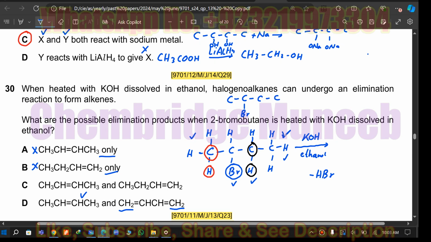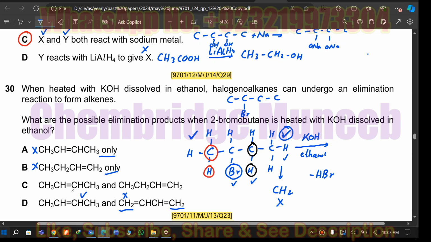Now the other product says that it has CH2 on one side and CH2 on the other side. That is incorrect, because either this CH3 will remain intact or this CH3 will remain intact. This CH3 will definitely remain intact. It will never be converted into CH2, because there is no hydrogen to be eliminated from this part. Only this part can eliminate the hydrogen. So it is not a right product.